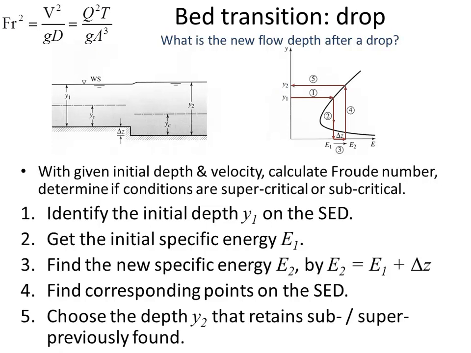You step through the problem-solving process to start with some initial flow depth y1 and find the new flow depth y2 because of a drop down.